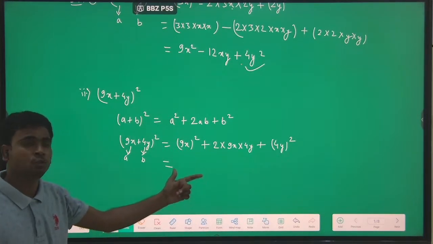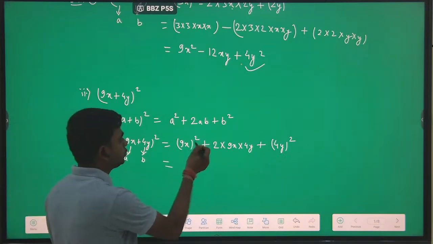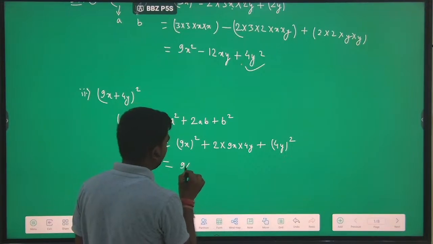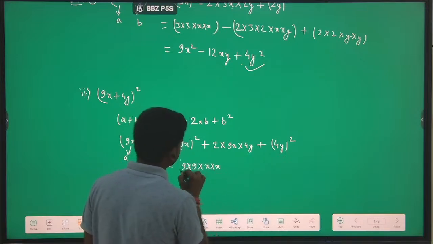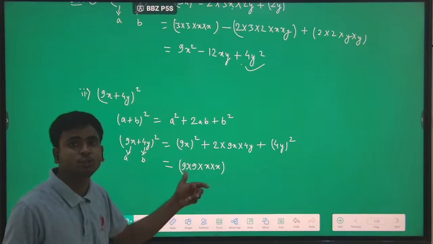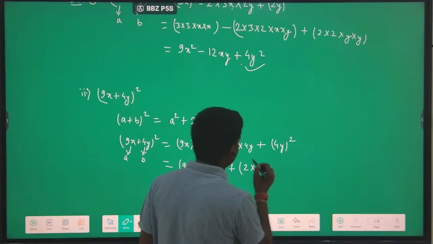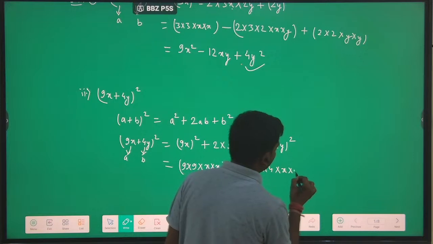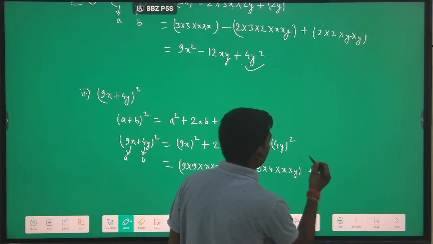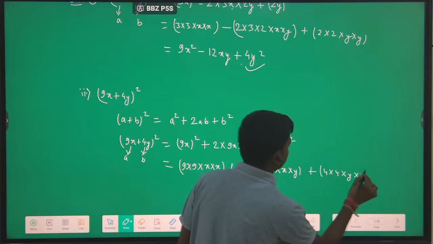So what can we write? You try it on your side and I will write it here. Our 9x to the power 2 means 9 square, which is 9 into 9 multiplied with x square, which is x into x, plus 2 into 9 into 4, since we multiply the numbers first and after that the variables, into x into y, plus 4 into 4 into y into y.